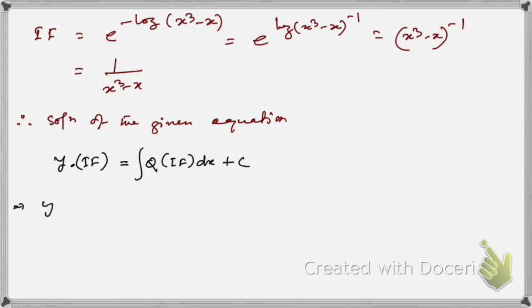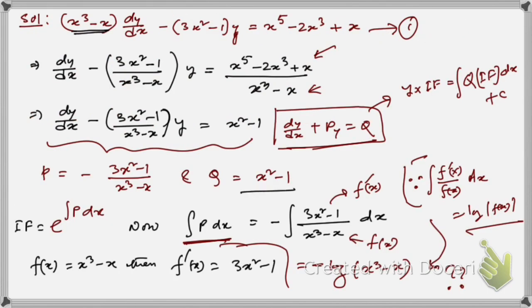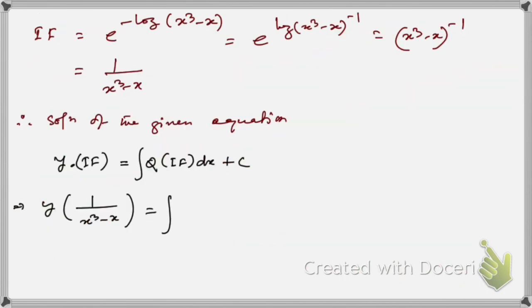Now what is the integrating factor we have got? That is 1 by x cube minus x. That's what we have got. Then, in this case, what is the q? This q is x square minus 1 here. So we will write x square minus 1 divided by x cube minus x, dx plus c. That's what we have got, right?